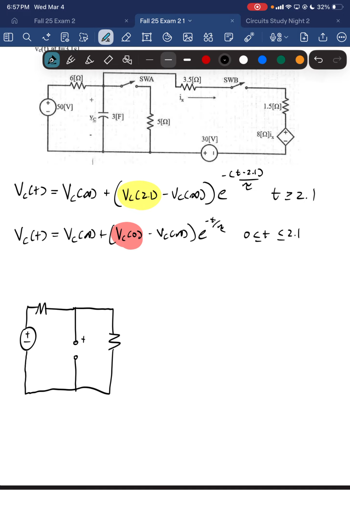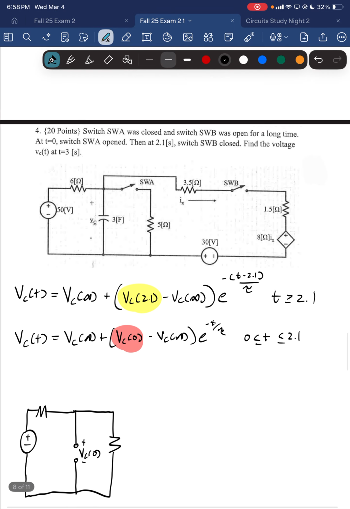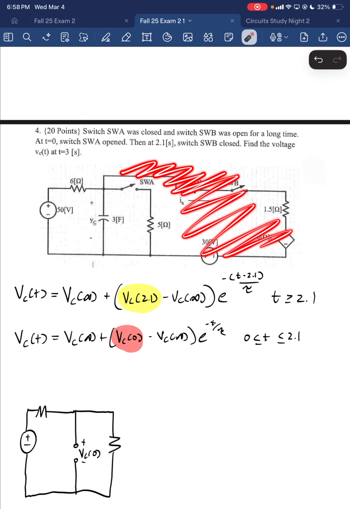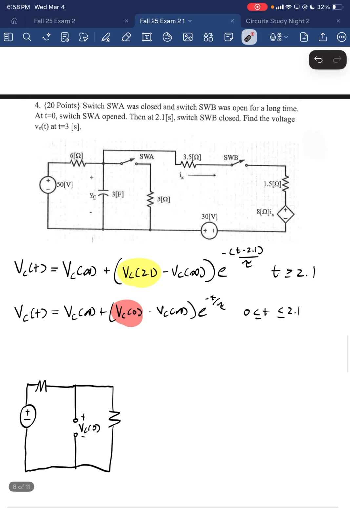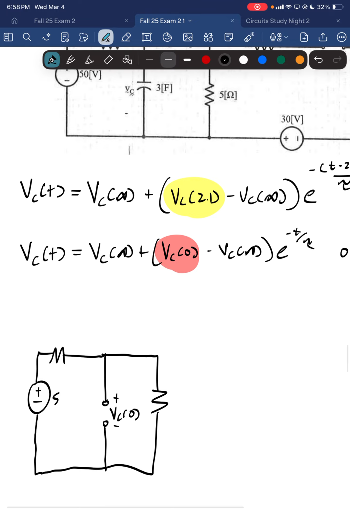Right, and this voltage across our capacitor, drawn as an open circuit because it's in steady state, is VC of 0. And switch B at this point is open, right? So we can get rid of this entire half of the circuit because it's an open circuit loop. It doesn't affect anything. So the first step is to solve for VC of 0.